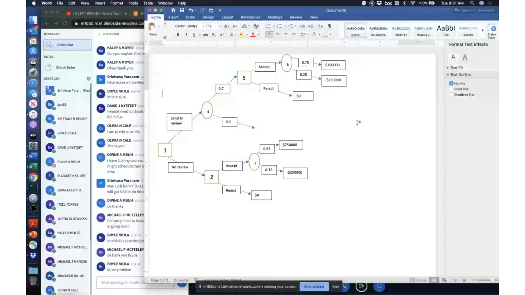Now, all of this is what's going to happen if you send it out to a review and the review is favorable. So if the review is favorable, you still have to make a decision. Do I accept the manuscript or do I reject the manuscript? You'll notice that this decision tree here is replicated exactly the same as here. The payoffs are the same, 750, minus 250, and 0. But the difference is the probabilities. Before doing the review, you expect the probabilities to be 65-35, but after the review, assuming that the review is positive, the probabilities now become 75 and 25.